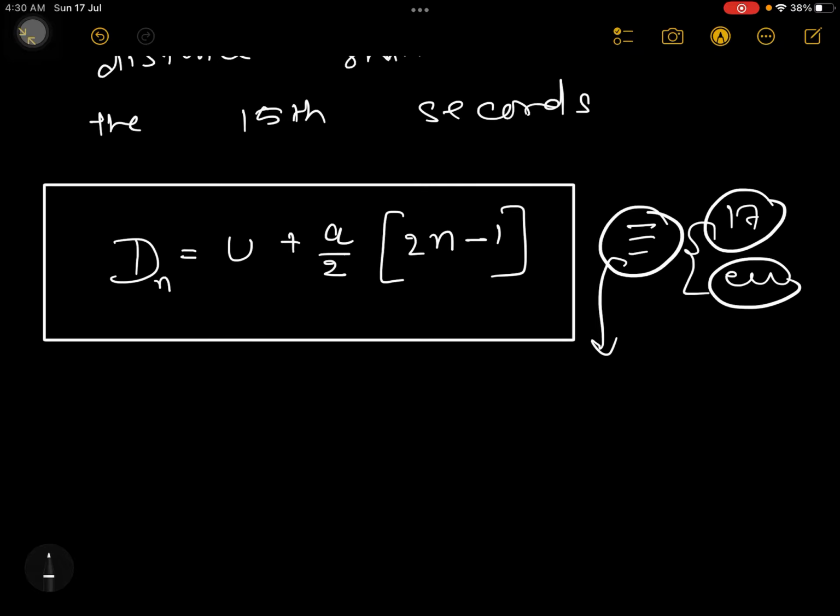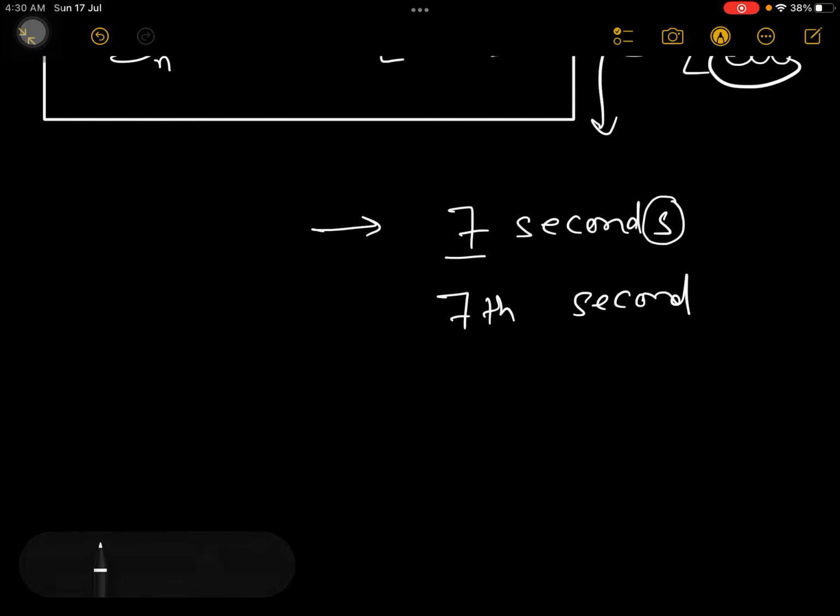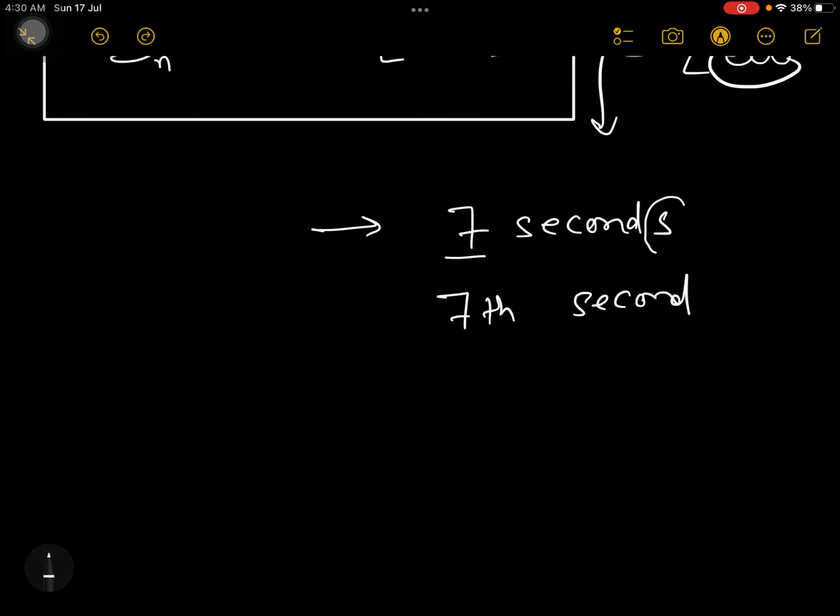So let's understand that. Imagine there is written 7 seconds and it is written 7th second. Two differences you experience here. In the first one it is written 7 seconds, with an s, plural, meaning so many seconds. But in the second one it is written 7th second, there is no s here. What is the difference?